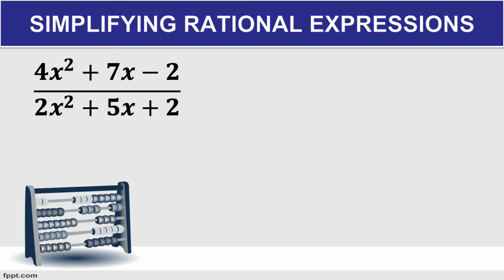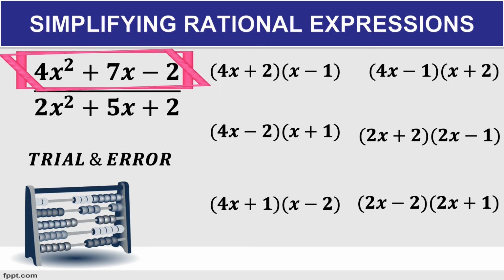Okay? So, yung numerator natin sa denominator natin parehong trinomial. Pareho silang general trinomial. So, ang gagawin natin is using trial and error method. Okay po? So, ililista muna natin yung mga possible factors na pwede nating gamitin. So, dito sa ating numerator, we have 4x plus 2, x minus 1, 4x plus 2, x plus 1, 4x plus 1, x minus 2, 4x minus 1, x plus 2, 2x plus 2 times 2x minus 1, 2x minus 2 times 2x plus 1.